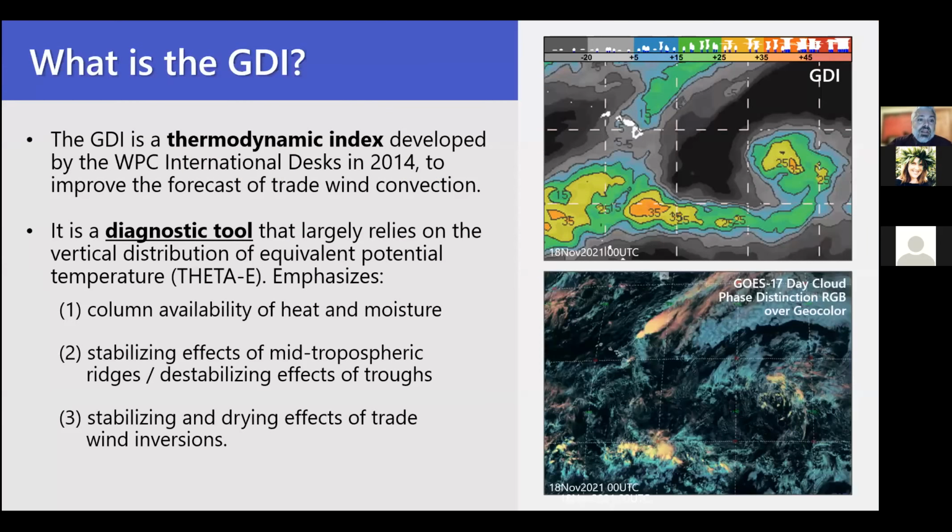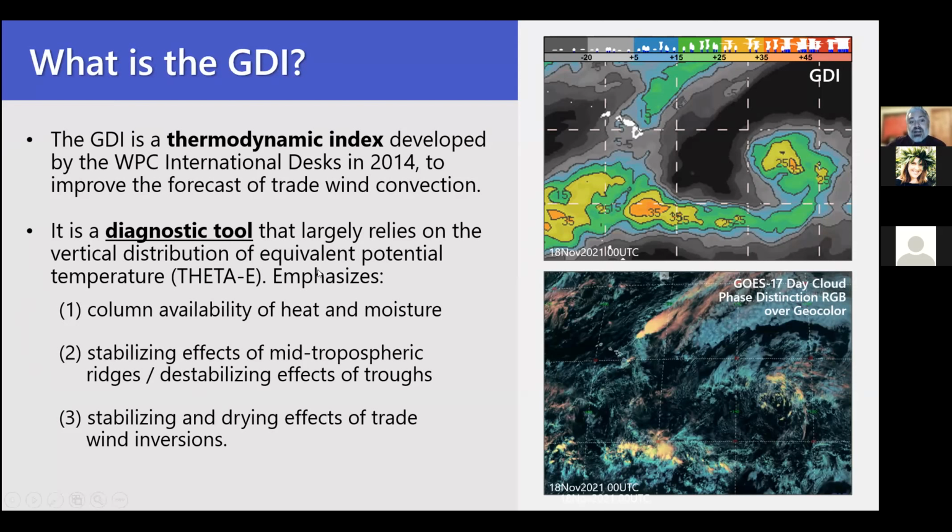And so what is the GDI? The GDI is a thermodynamic index, and this was developed by the WPC International Desks in 2014. The goal was to improve the forecast of trade wind convection. It is a diagnostic tool. It is not a model. It basically uses model data or analysis data, and according to that, you can calculate the index, and it will diagnose whether your environment is favorable for different types of convection, right?